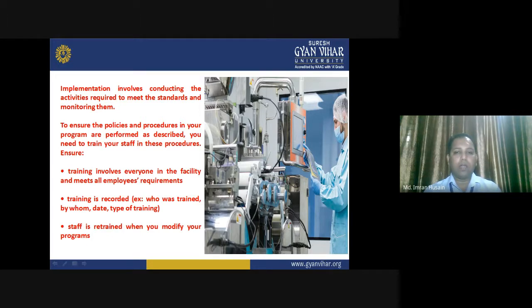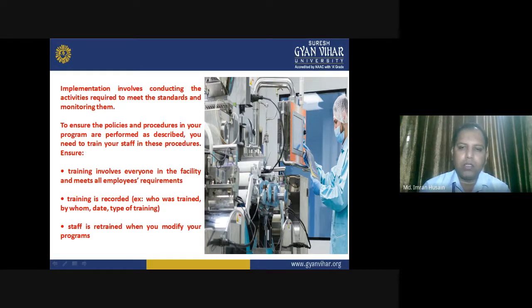So most of the time, the servicing of the machinery, okay, or installation of new machinery is done. So every time, the individuals who are working in the quality control department and in the production facility should properly operate these things, right? So training involves everyone in the facility and meets all employees' requirements. So it is highly required that every individual is trained properly, so that in case of emergency or any other case, everyone knows what to do and when to do it.